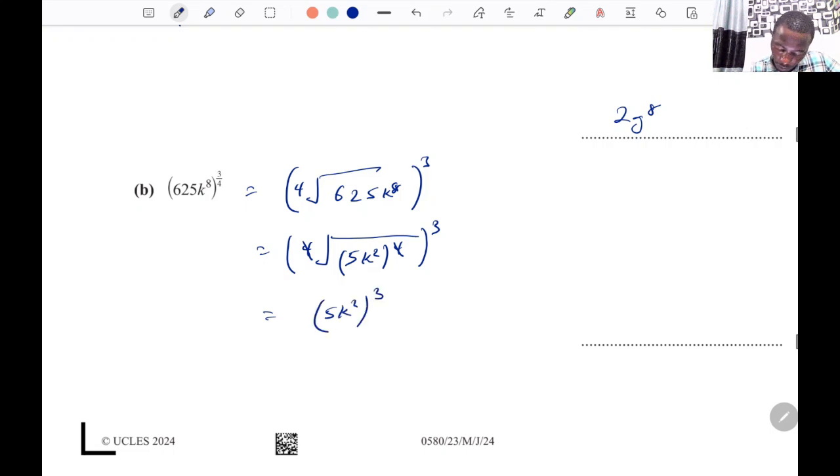So I can break it down. When 5 is cubed, I have 125. When k² is cubed, I have k to the power of 6. So my answer is 125k⁶.